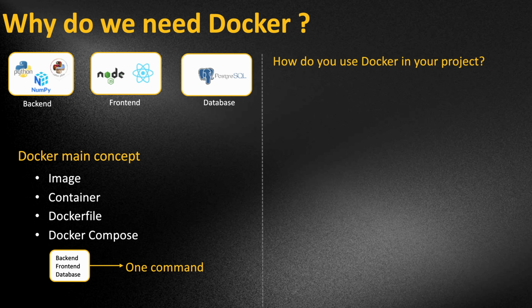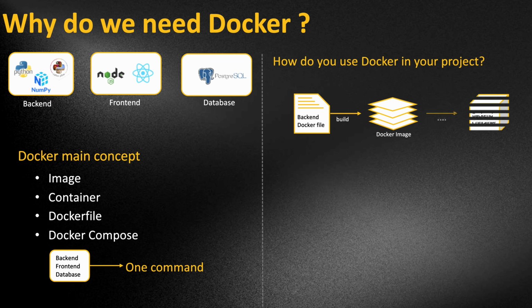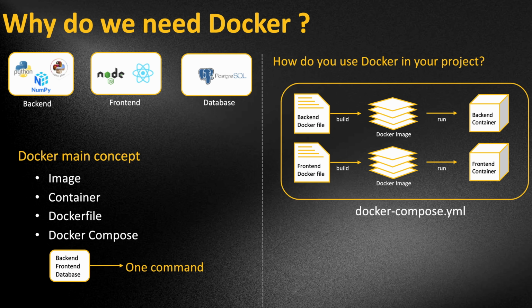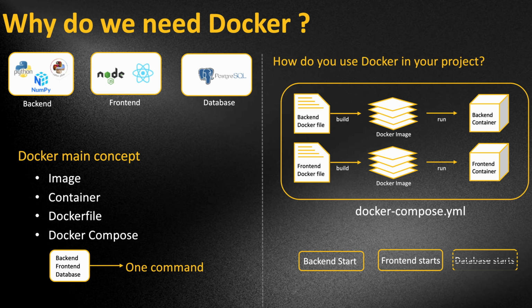So how do we typically use Docker in our project? Well, it's very simple. First thing, we create a Dockerfile for the backend and another Dockerfile for the front end. And then we use the official PostgreSQL image from Docker Hub. And then we write a docker-compose.yml file to connect backend, frontend, and database together. Then with one single command, docker compose up, the backend starts, the frontend starts, and the database starts, and everything is ready in seconds.